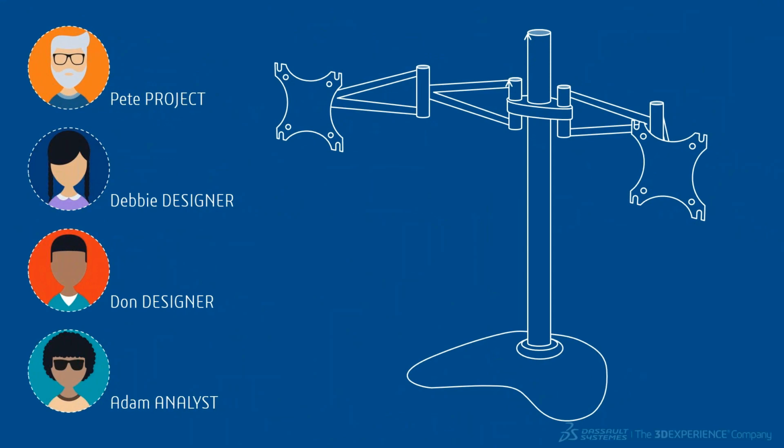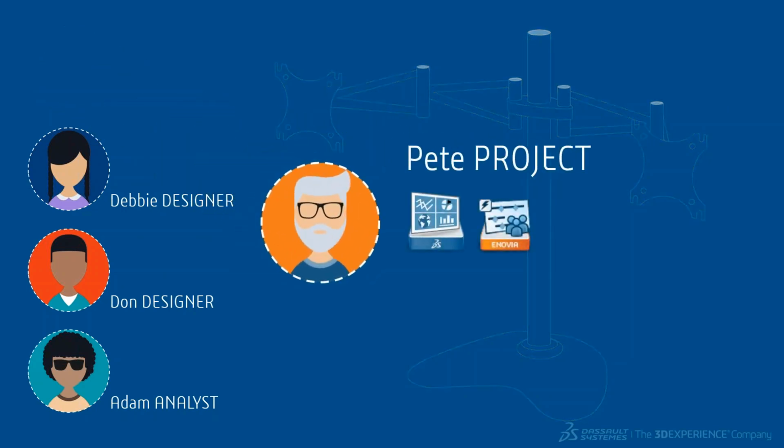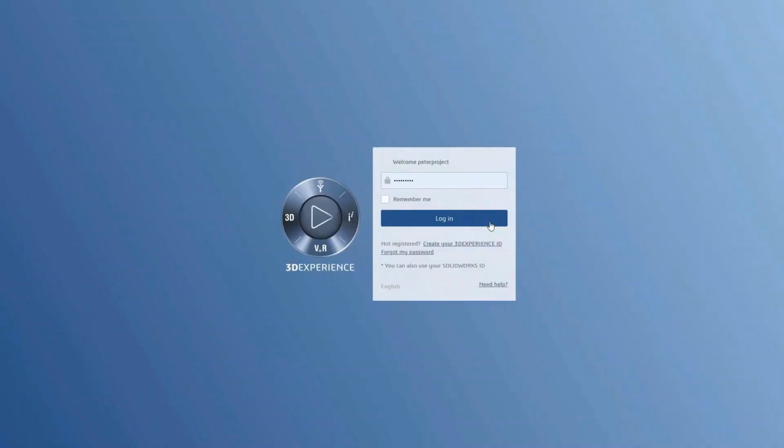So the team are going to start on a brand new project to redesign parts of an existing monitor stand on behalf of one of their clients. So we're going to start with Pete. So Pete's responsibility is to share the design brief with the team and plan the project and assign the relevant tasks to the team members. So it all starts with Pete.